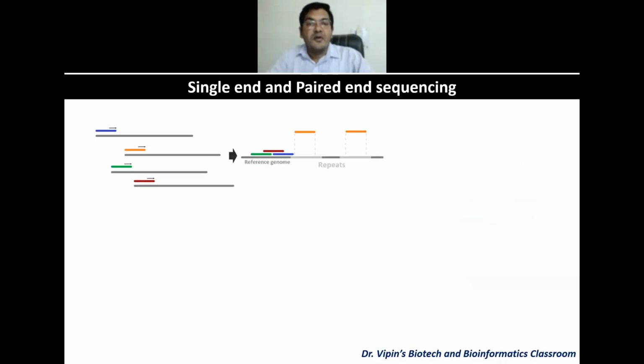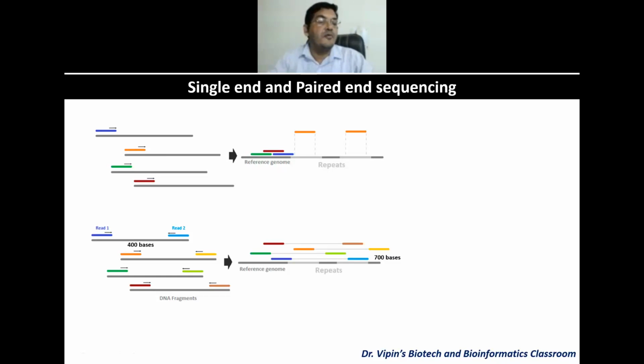So what is happening when you're doing your alignment? Here are the reads that you have. You have these different reads, and when you align them on the reference genome, they would align this way. And if you have a repeat in your sequence, this will align to multiple places in your reference genome, showing you that this is actually a repeat sequence, right? And that is where the complications come.